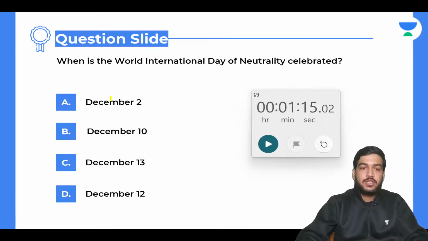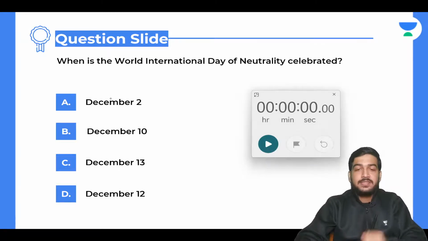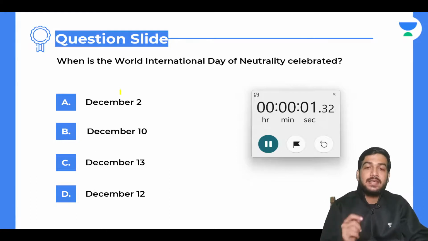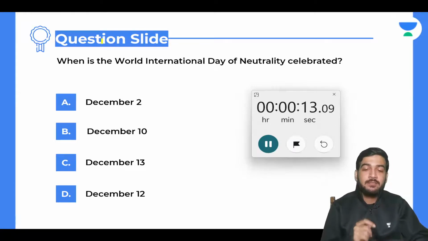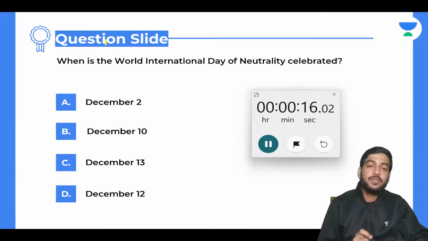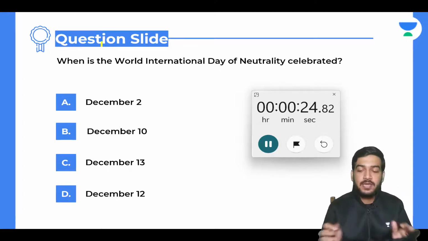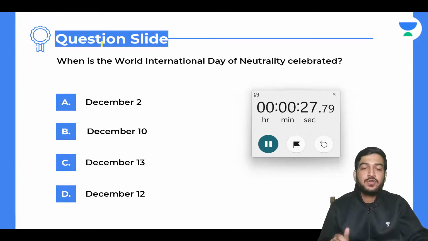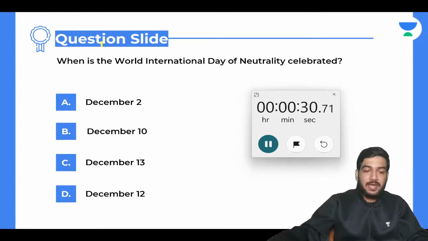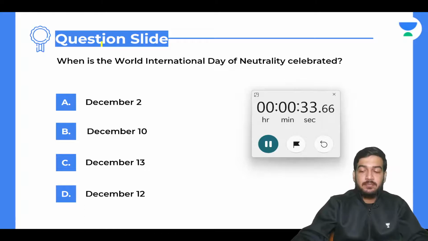Next question. When is the World International Day of Neutrality celebrated? This is a question that I have taught students in the daily newspaper analysis. So if you have been watching the daily newspaper analysis, you will know the answer. Is it December 2, December 10, December 13, or December 12? International Day of Neutrality is to celebrate countries that declare themselves absolutely neutral, that they will not indulge in any other countries' affairs at all. So is it A, December 2, B, December 10, C, December 13, or D, December 12?